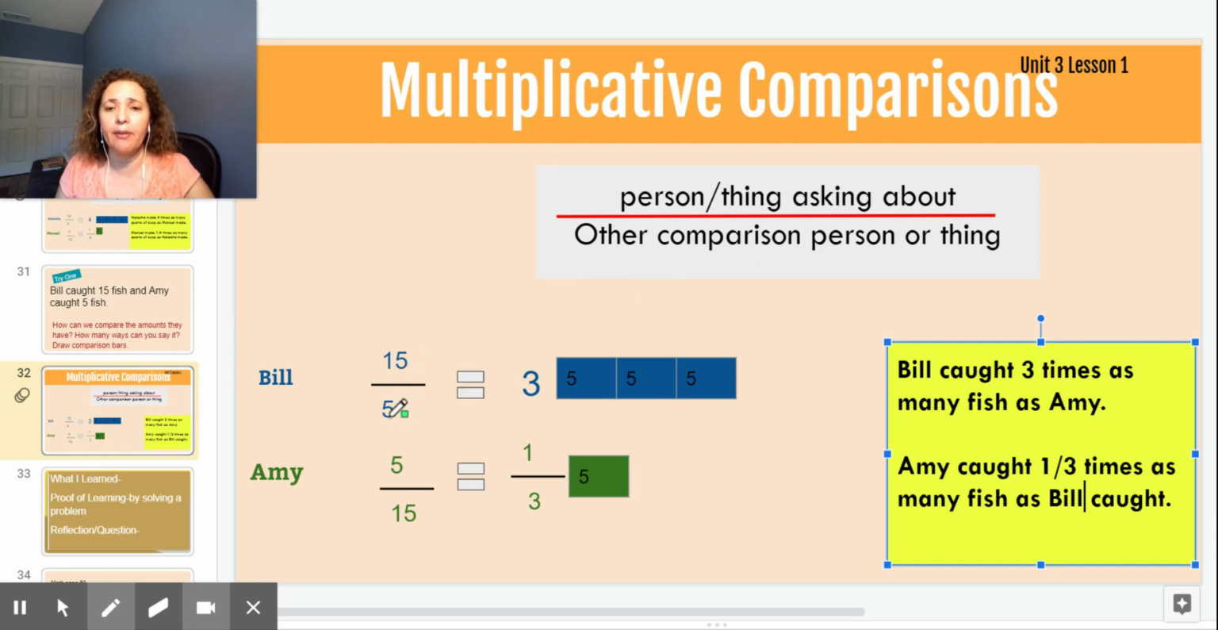15 divided by 5 is 3. If I'm going to compare Amy's, which was 5, what's the other person? Bill. Bill was 15. So 5 over 15. I can simplify this. Remember, whatever I do to the top, I do to the bottom. So I can divide both by 5, because 5 can be divided by 5 one time, and 15 can also be divided by 5. 15 divided by 5 is 3, so 1/3.